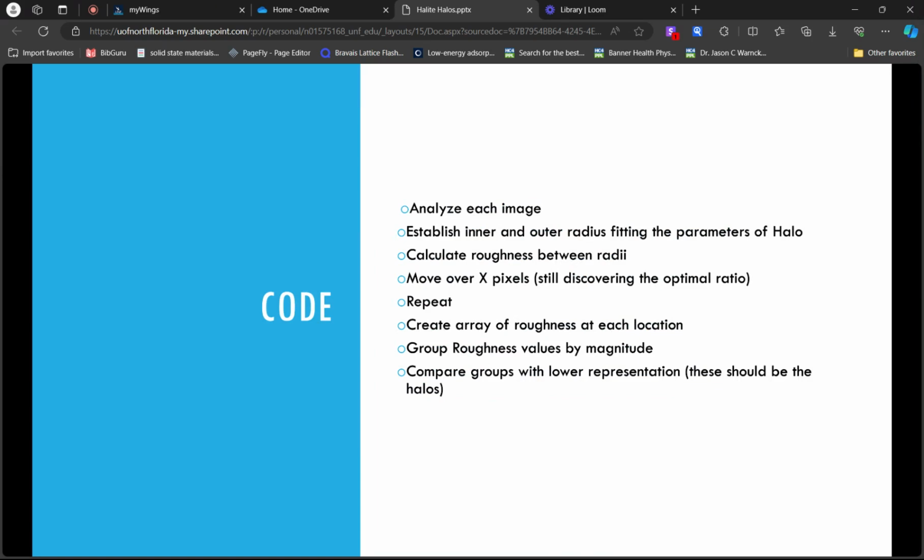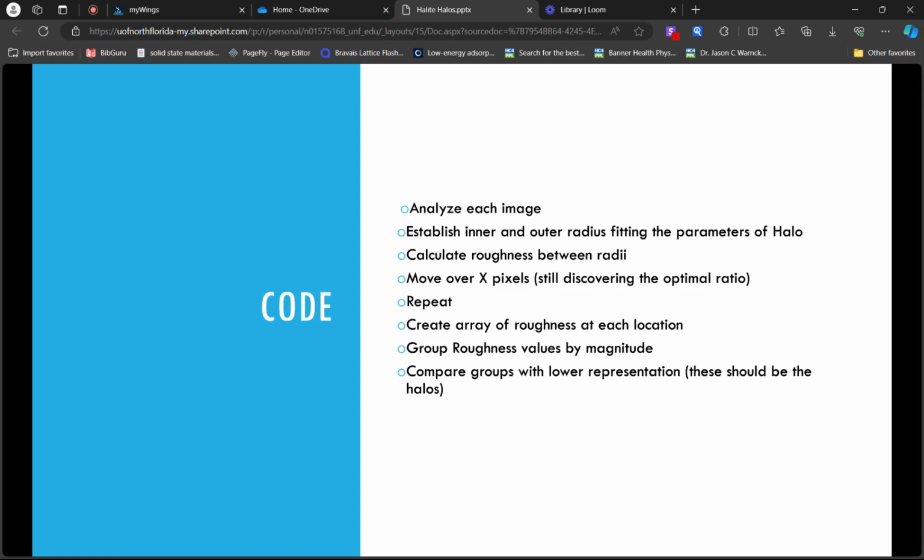So when we analyze each image for this code, we want to establish first an inner and outer radius that it's going to probe. When it probes, it's going to calculate the roughness between those radii. The radii are determined by that first halo that we saw, and we are starting with that simply because, like I said, we had perfectly bisected it. So that is the maximum radius of the sphere of influence. Next, after it calculates the roughness within that region, it's going to translate those radii, those circles, over X number of pixels. We're working on the optimal ratio of how many pixels we can skip. And then it's going to repeat.